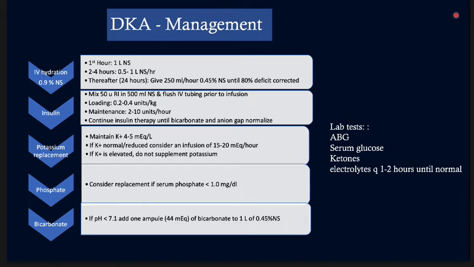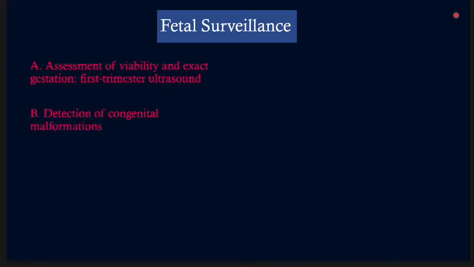And this is the management: we have to admit those patients and start hydration. We have to correct electrolyte imbalance. If potassium is low, we have to replace it. If phosphate is low, we replace it, and we keep an eye on these blood tests very frequently, like every 1 to 2 hours, until they are corrected, and of course watch the fetal status at the same time, because sometimes we can lose the babies in these episodes of DKA. So what do we do regarding the fetus throughout the pregnancy?